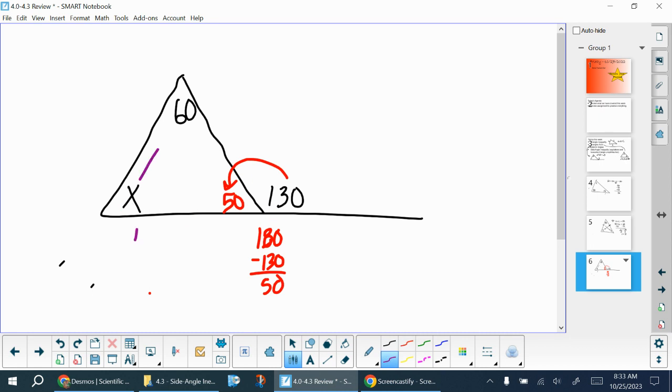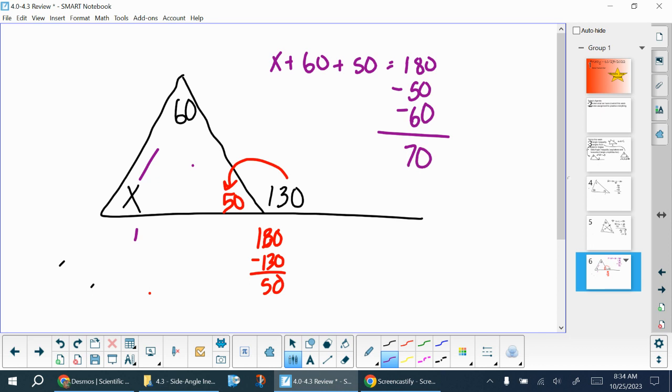Then I can use my interior angles and say, well, x plus 60 plus 50 equals 180. Now I'm using the interior angles of the triangle, and I can take away 50 and take away 60, and I'm going to get the exact same answer there, right? I'm still going to get 70 for x.